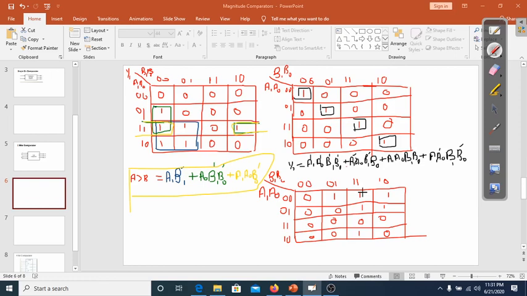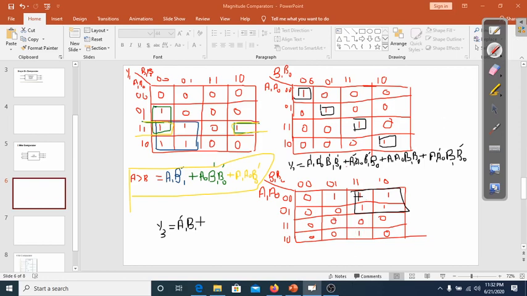Now let us talk about this case. Here these four cells are adjacent, so by simplifying I will get, A naught will cancel with the A naught prime, I will get A1, so Y3 is equal to A1 prime, and here B naught will cancel with B naught prime, I will get B1.